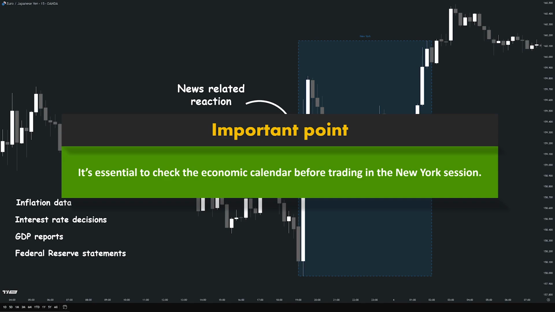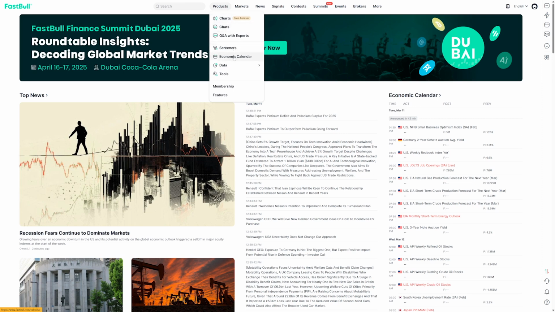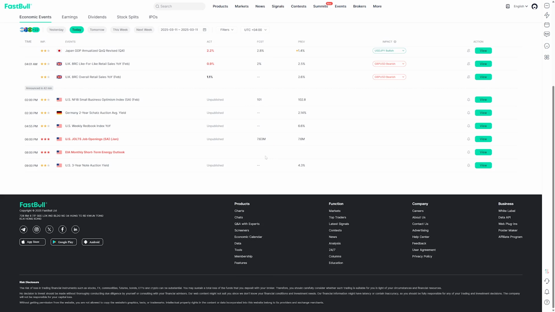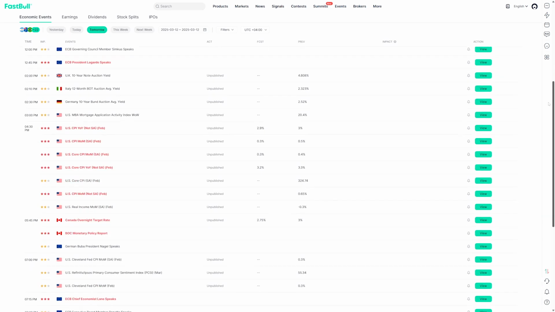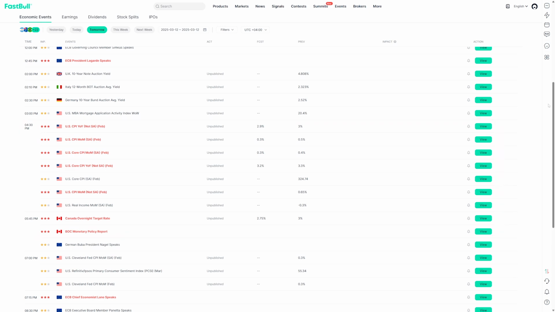To access an accurate economic calendar, go to the fastbull.com website. From the Products section, click on Economic Calendar. Here, choose your time zone to view a schedule of upcoming economic events. The 3-starred news items highlight high-impact events that can influence price movements. A major news release can override technical setups, leading to unexpected breakouts, fake-outs, or sharp reversals.